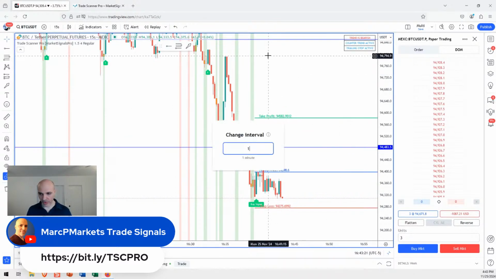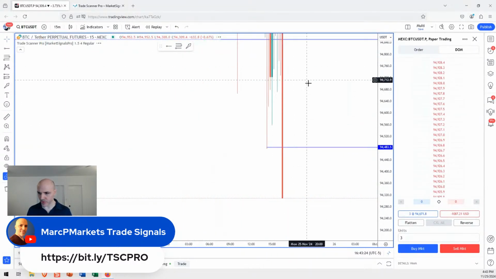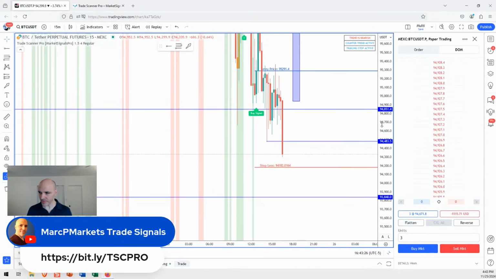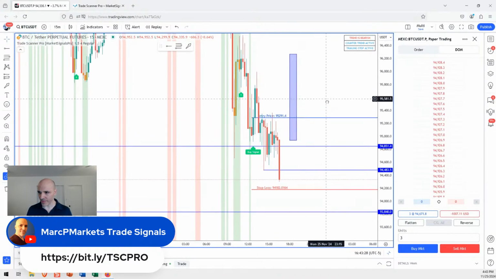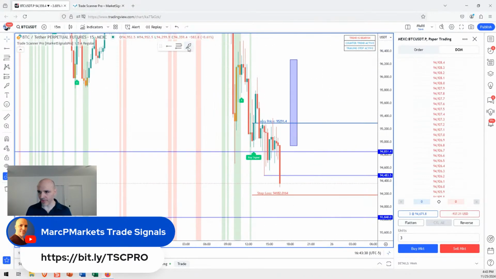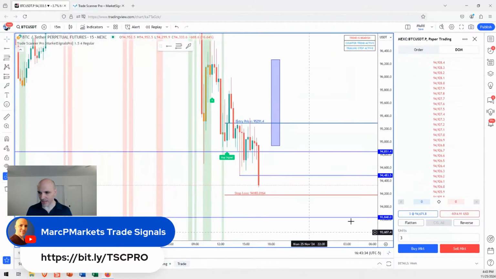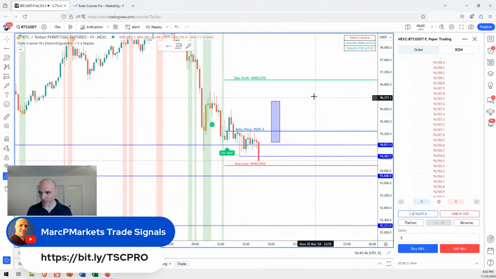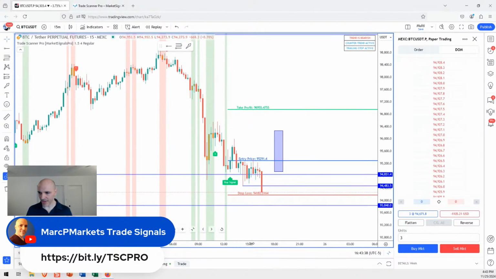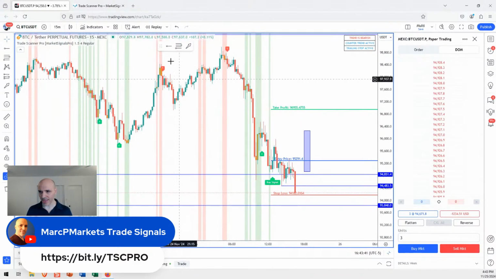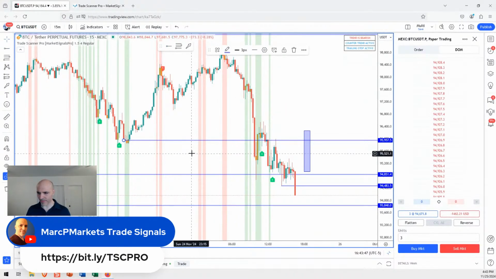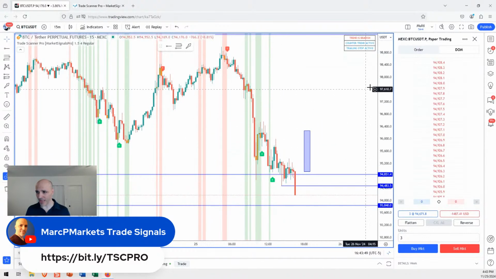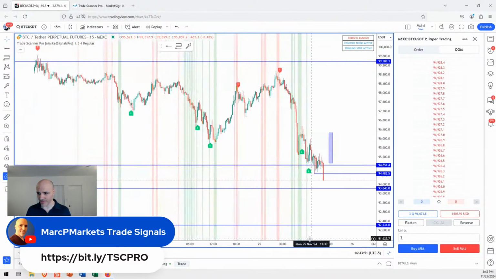I'll go to a 15-minute just to see what it looks like. Look at this. The 15-minute had a long from here. Look at that, and it's stopping out. Looks ugly. So that 15-minute wasn't good. Was that even worth taking? Yeah, that was kind of worth taking. It occurred on this candle over here, basically. Yeah, that would be a stop out on the 15-minute chart.